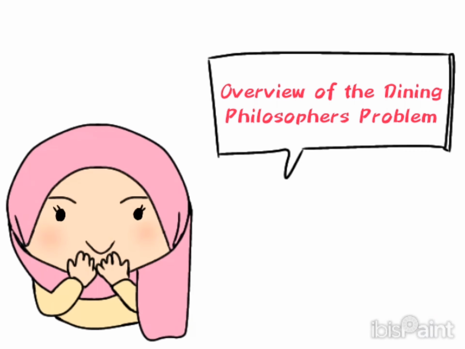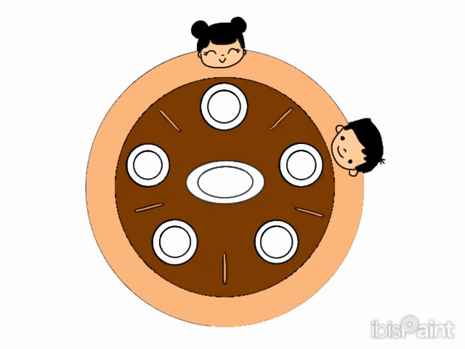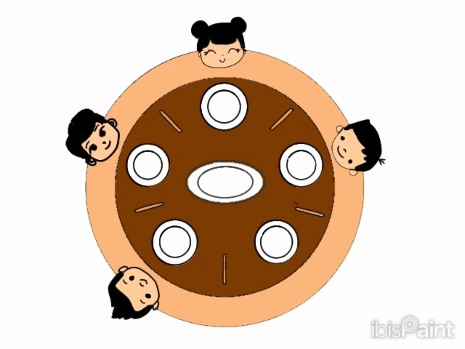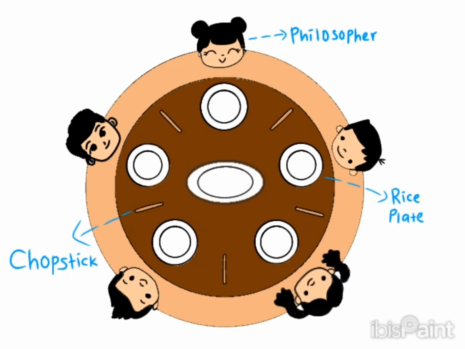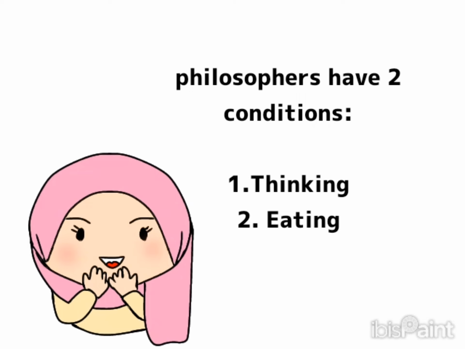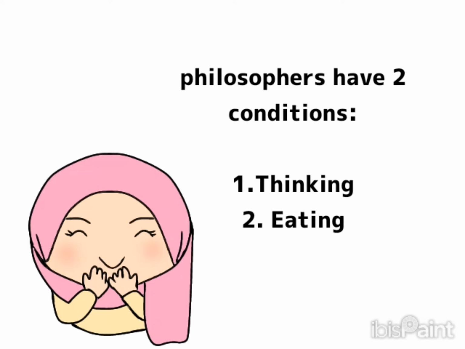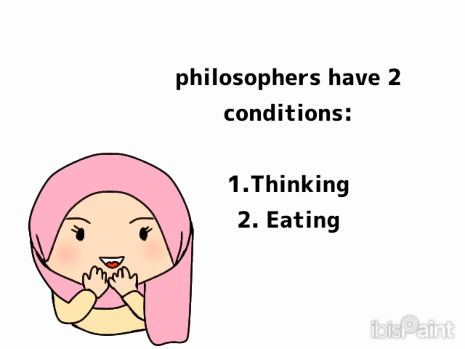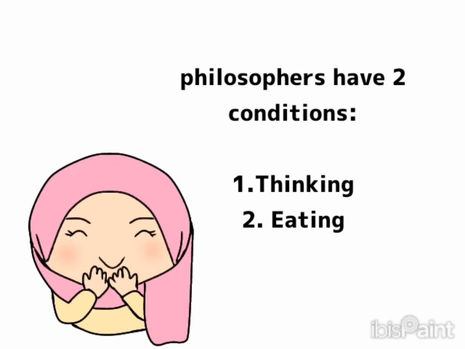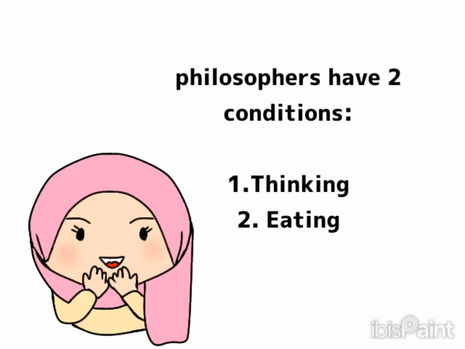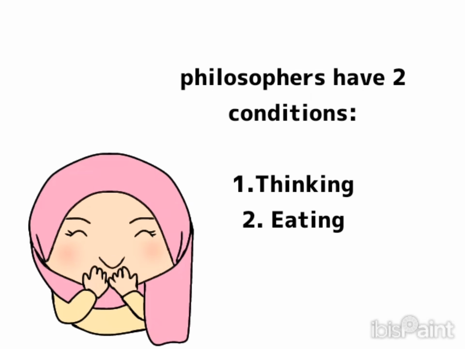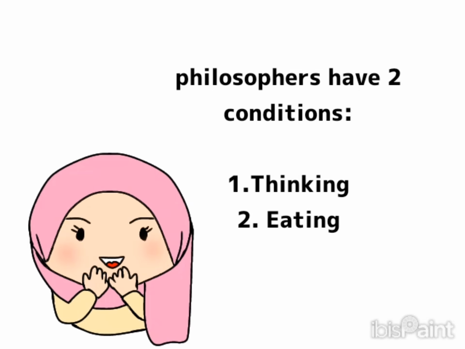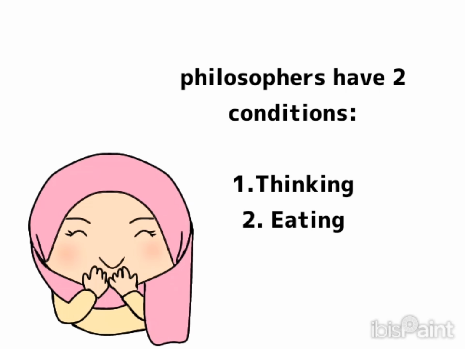Next, let's see an overview of the Dining Philosophers Problem. Imagine 5 philosophers sitting around a circular dining table. In front of each philosopher, there is a plate of rice and a chopstick. The philosophers have two states: they eat and they think. In the thinking state, they only think and don't interact with any others, just mind their own business. When they are hungry, they will try to eat. For the eating state, they need to make use of the chopsticks that are placed adjacent to them.